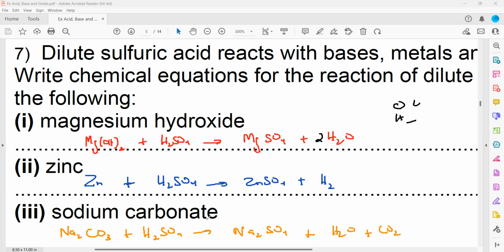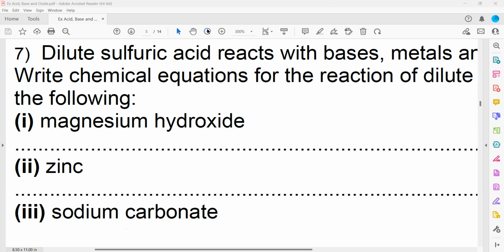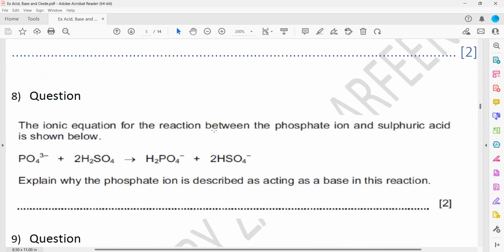And we balance the equation. Sodium is 2. Oxygen, we start with oxygen. 4 plus 3, 7. So it's already balanced. Hydrogen is also balanced. Sodium is also. So the rest are all balanced. So these are the products when acid reacts with metal hydroxide, metal, and metal carbonate.